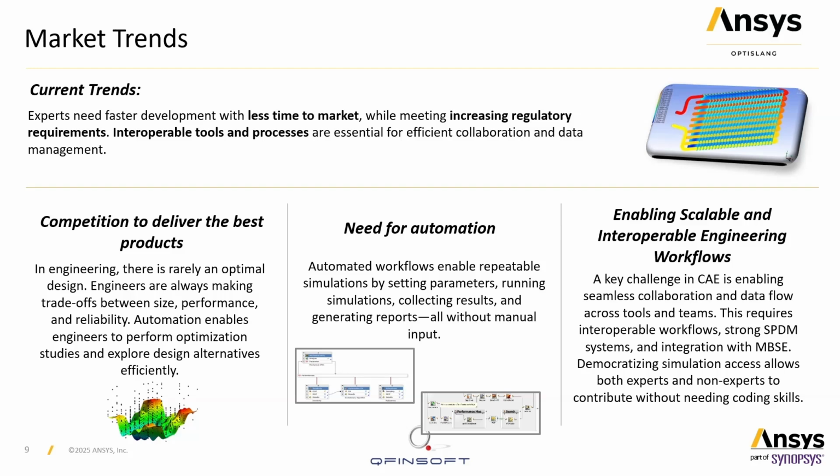First, competition to deliver the best products. In engineering, there's rarely one optimal design. Engineers are constantly making trade-offs between size, performance, cost, and reliability. Traditional manual approaches simply can't explore the vast design space efficiently. This is where automation becomes critical. It enables engineers to perform comprehensive optimization studies and explore multiple design alternatives of a system.